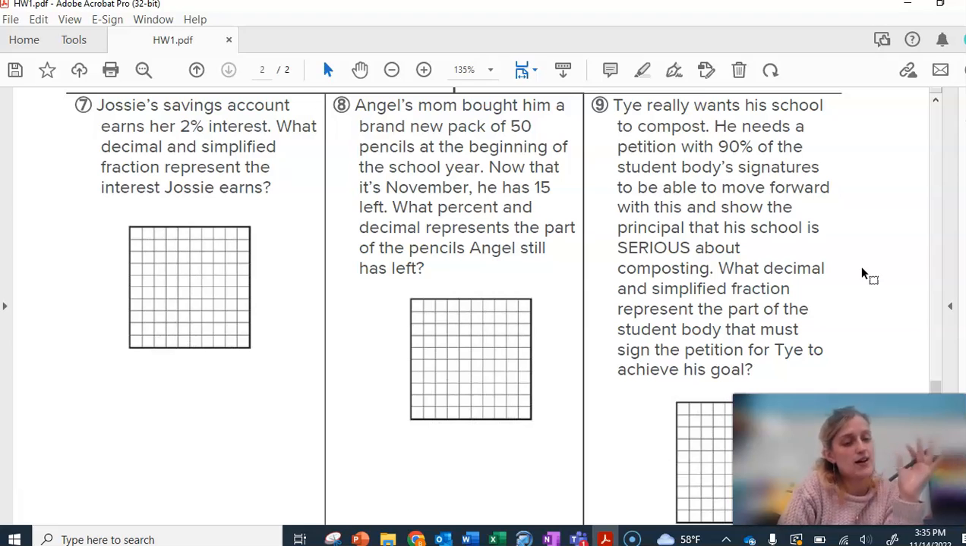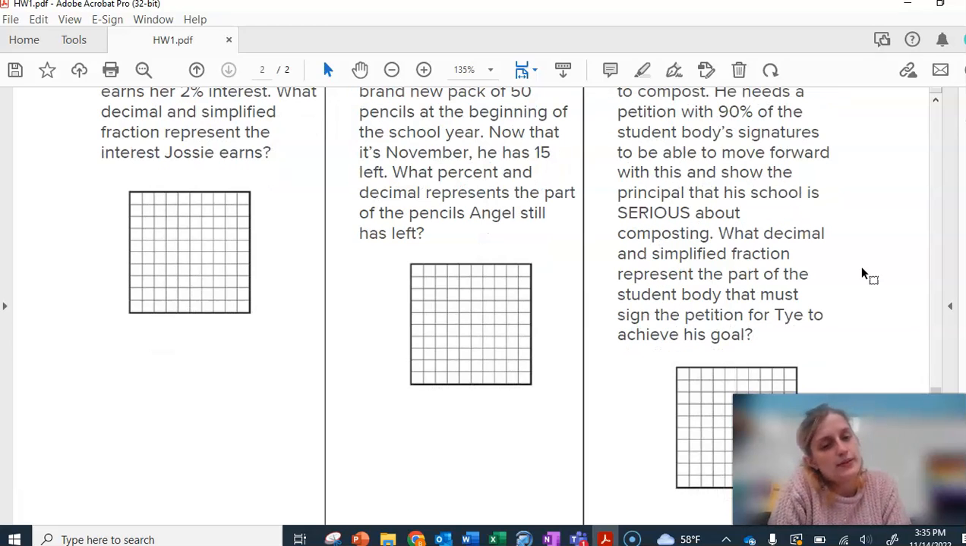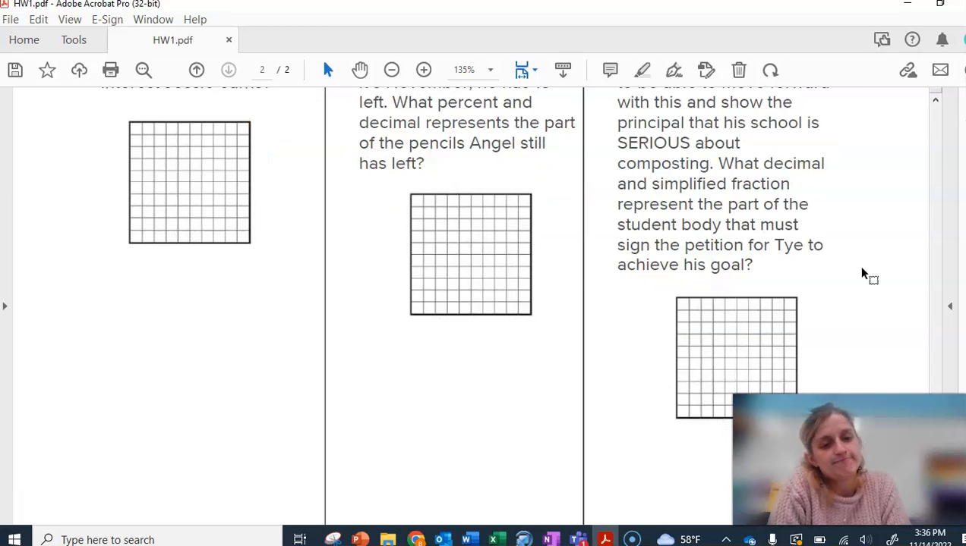Sometimes the word like not is all capitalized because you need to subtract instead of just finding the percent of what the numbers were given. But this one, we're just looking for 90% as a simplified fraction and as a decimal. And then you're done.